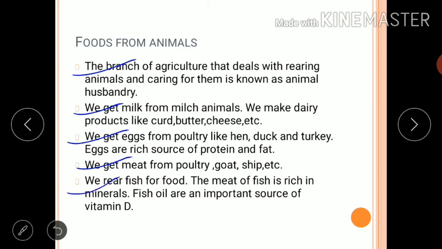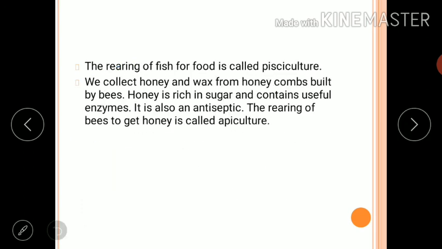We rear fish for food. The meat of fish is rich in minerals and fish oils, and they are also an important source of vitamin D. The rearing of fish is called pisciculture.